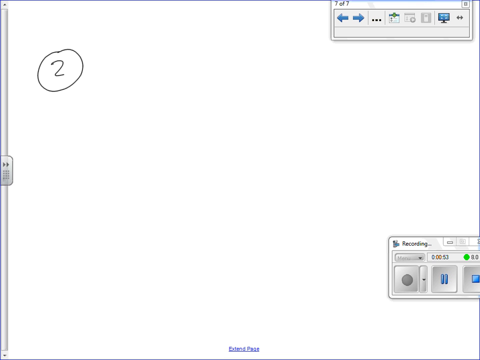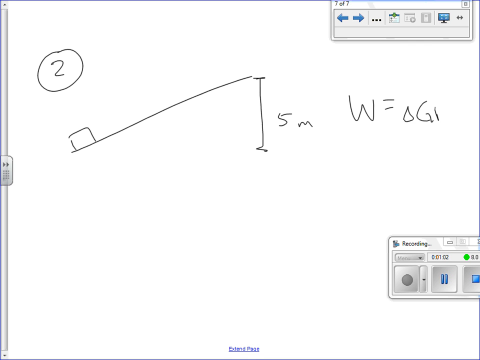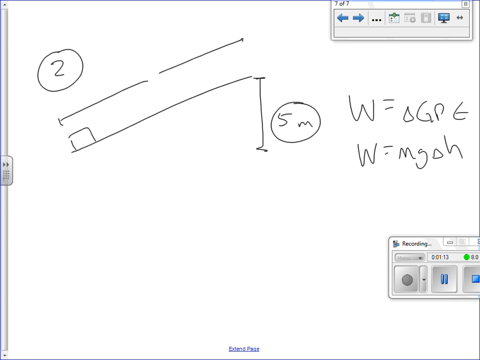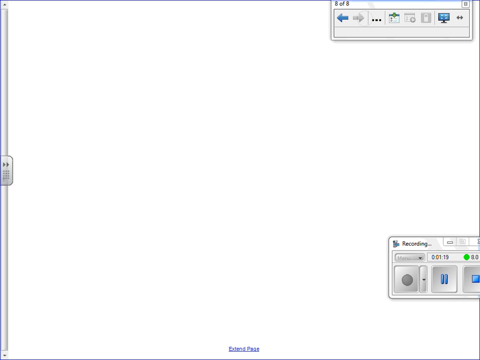Number 2. Work done pushing this thing. This says that we're pushing something up here, and it says that this is 5 meters. Work is delta GPE, mg delta h, right? It's not 5 meters here. It says 5 meters high, right? So, boom. Okay.